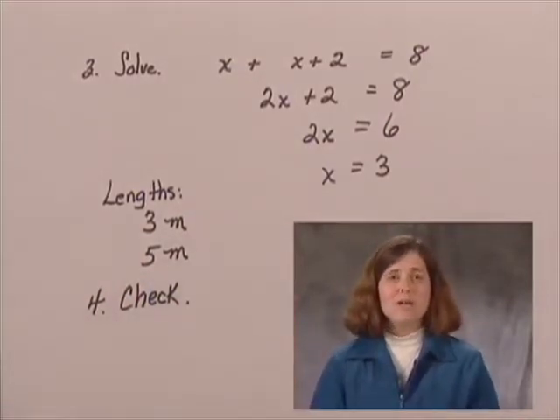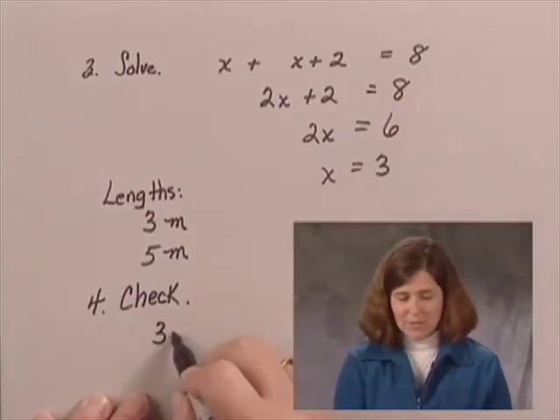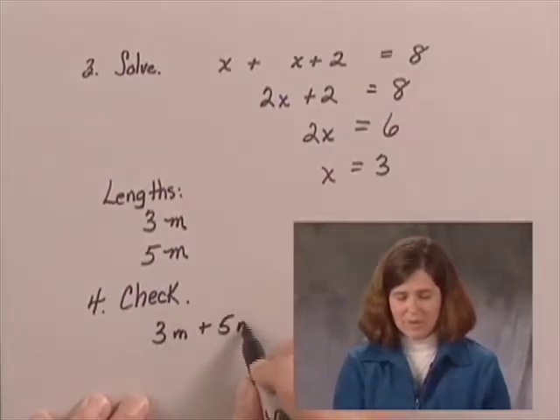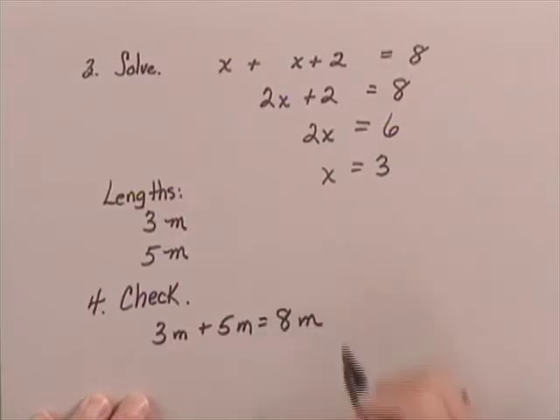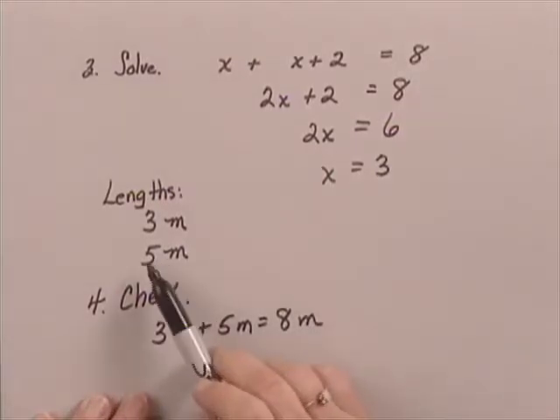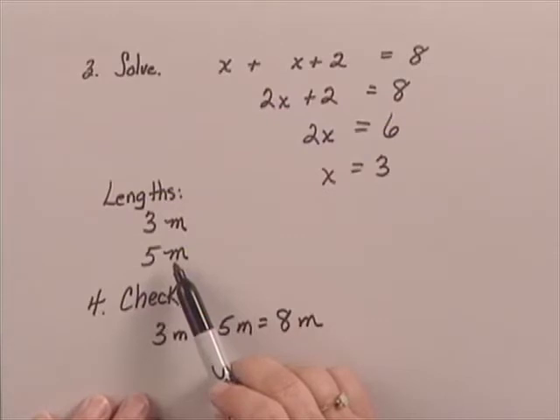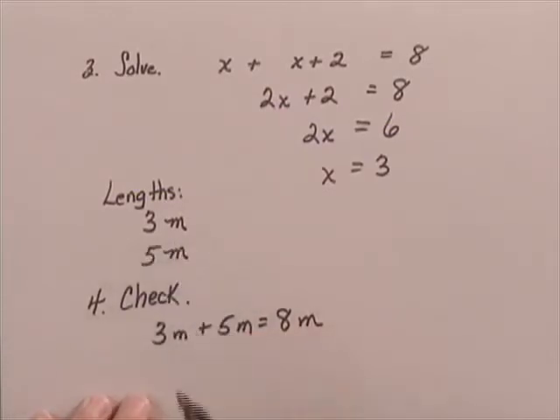so the two pieces put together would equal the larger board. 3 meters plus 5 meters is 8 meters, and also the longer piece, 5 meters, is 2 meters longer than the shorter piece, 3 meters. So that fits all the criteria that's given in the problem.